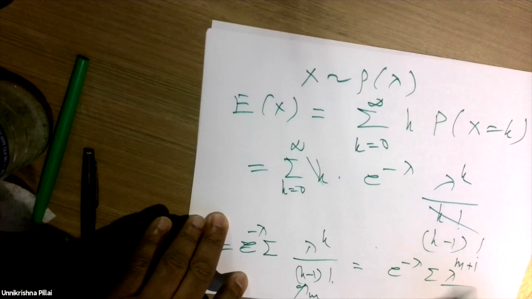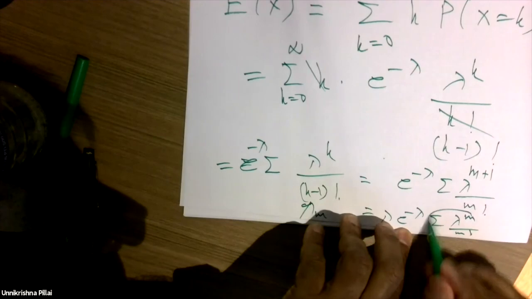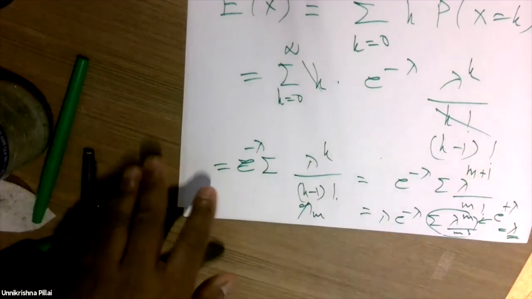Pull out a lambda outside. Then this is summation lambda to the m over m factorial. But this is the expansion of e raised to plus lambda. So the whole answer will turn out to be lambda. So lambda is the mean value of a Poisson.